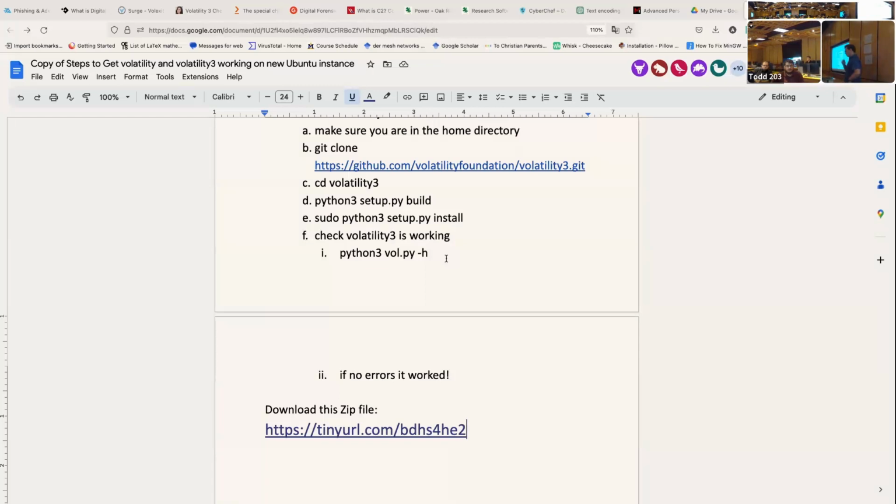Once you open it, you should be able to double click. It will be an extract.